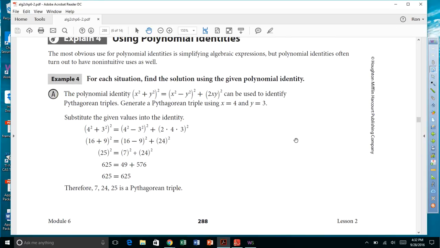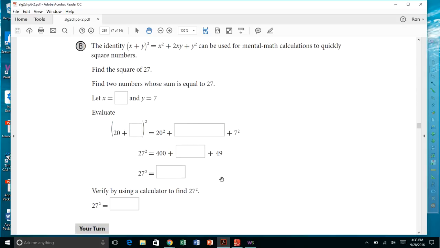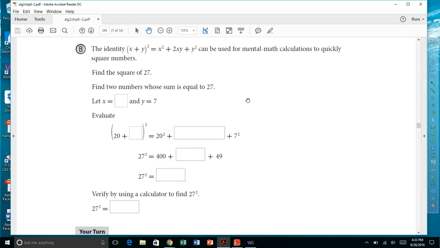Using polynomial identities. The most obvious use for polynomial identities is simplifying algebraic expressions, but polynomial identities often turn out to have non-intuitive uses as well. So I'll let you read example 4a, and then we'll come down and we'll do 4b together. The identity (x + y) squared equals x squared plus 2xy plus y squared can be used for mental math calculations to quickly square numbers. Find the square of 27.